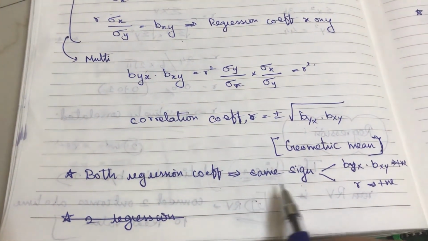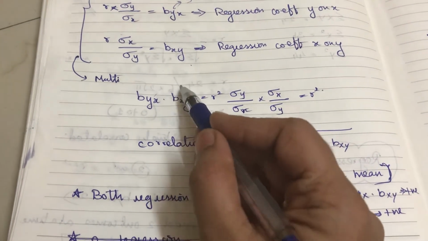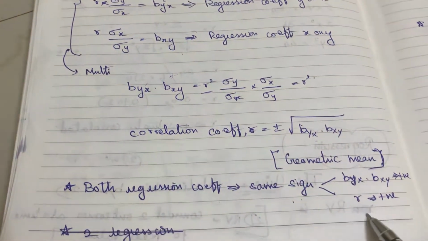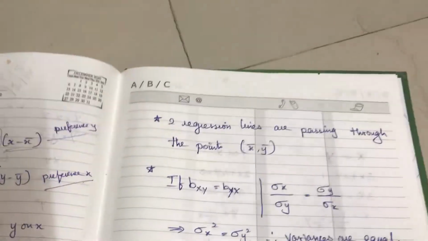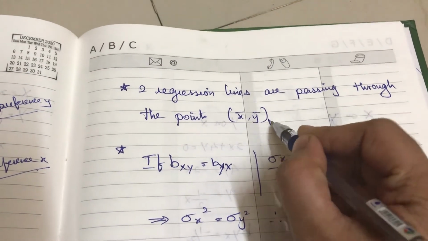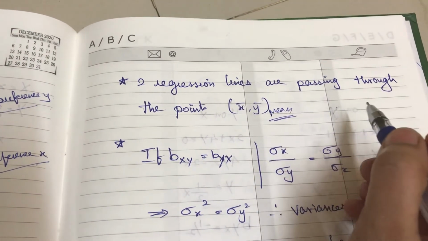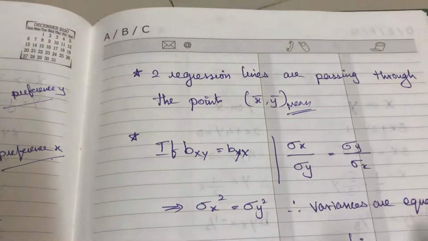If both have the same sign, meaning these two things are positive, we can easily say r is also a positive one. And two regression lines are passing through the mean point. So two regression lines will always pass through the mean point.